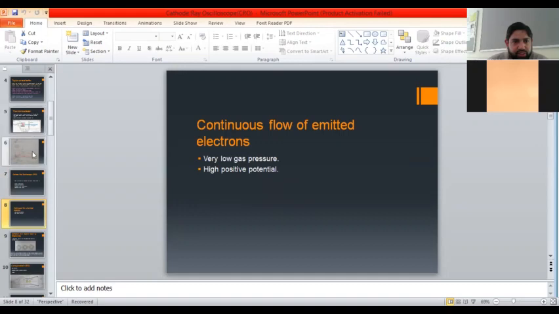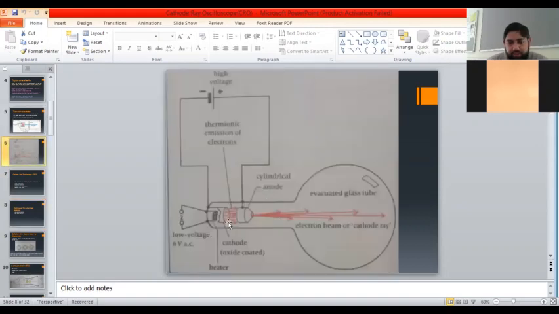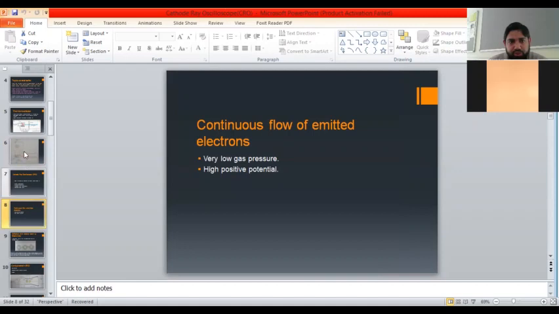Okay, now we had discussed here that electrons are moving in a straight line. Now, if there is a lot of air inside, what will happen? Those electrons will be colliding against those air particles and they will not be moving in a straight line. So we need to have a very low gas pressure inside this CRO tube. Okay, and second is high positive potential.